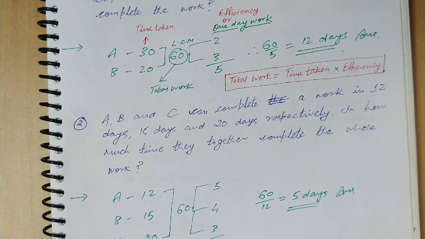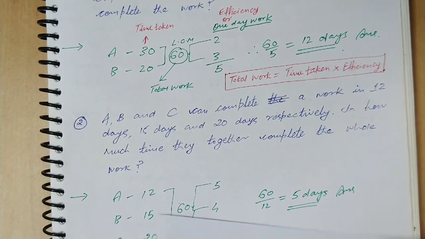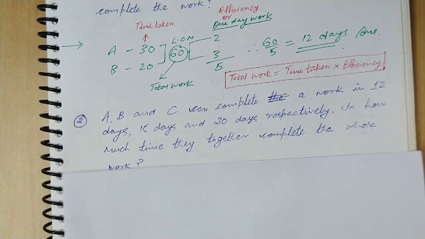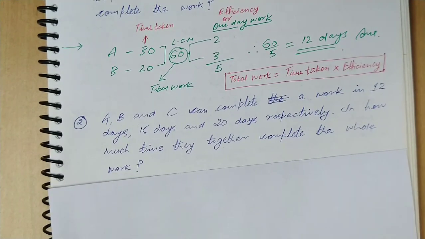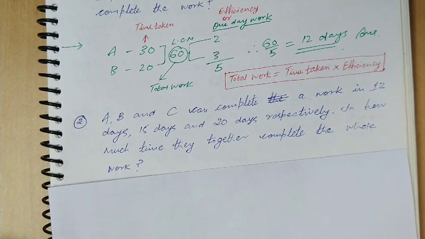All right, let's move on to the second question. The second question is same, only the difference is that C has been added. That means one more person has been added. So in this question we have A, B and C can complete a work in 12 days, 15 days and 20 days respectively. In how much time they together complete the whole work? So here also we will follow the same method.